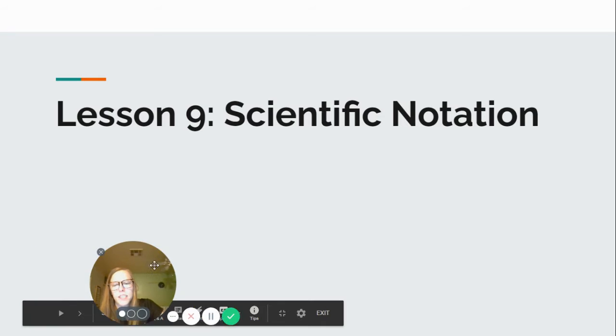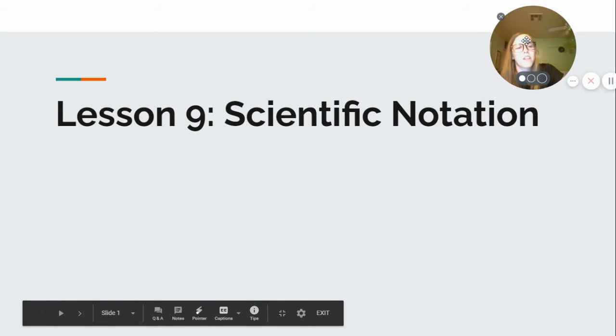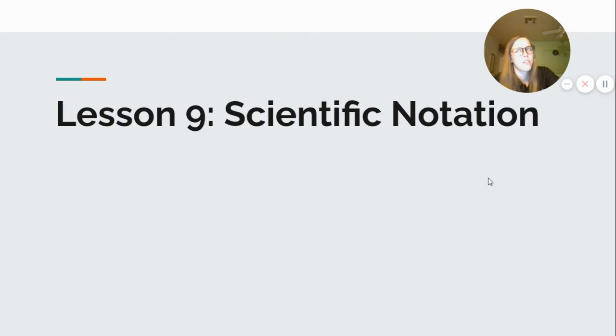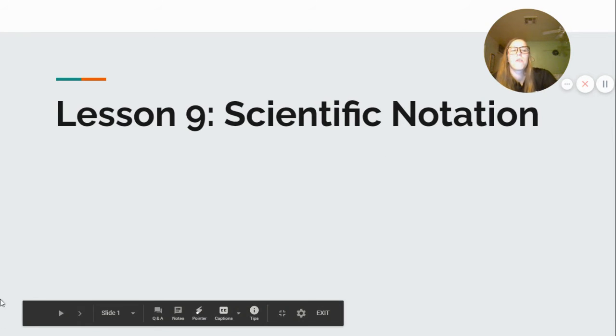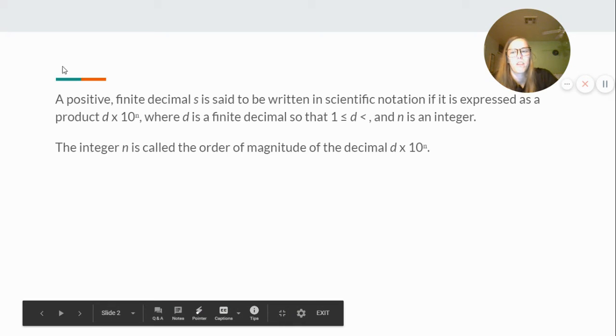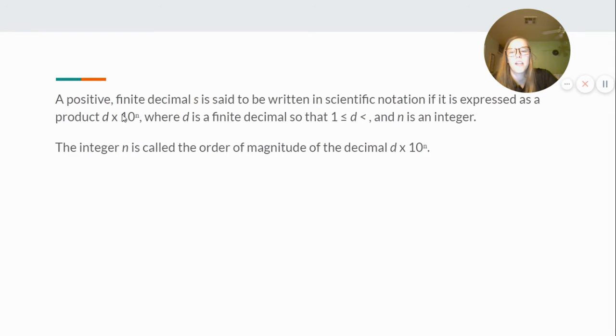Okay, so for our next lesson, we kind of talked about scientific notation a little bit in the last lesson. So the first half of the unit, we looked at exponential notation. Now we're going to look a lot more closely at scientific notation. A positive finite decimal s is said to be written in scientific notation if it is expressed as a product d times 10 to the nth, where d is a finite decimal, so that 1 is less than or equal to d, which is less than, that should be a 10.